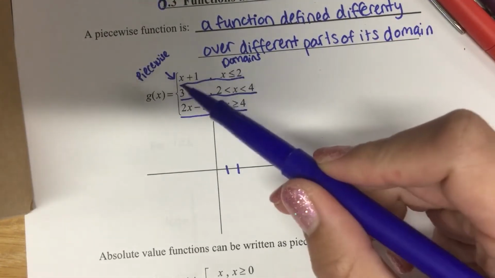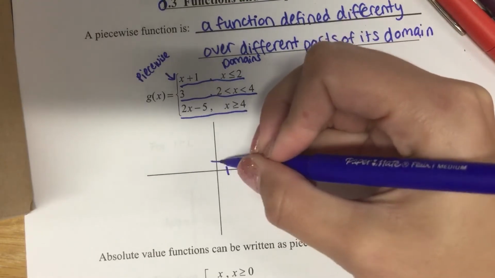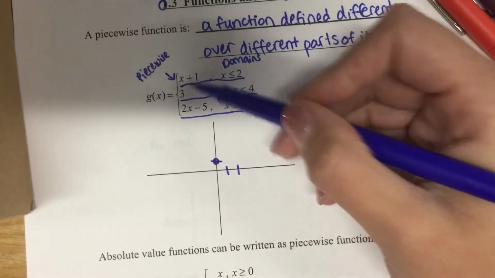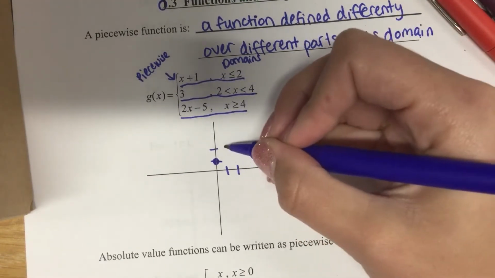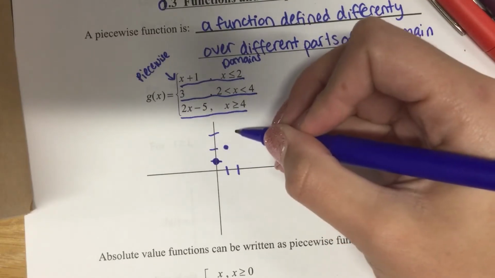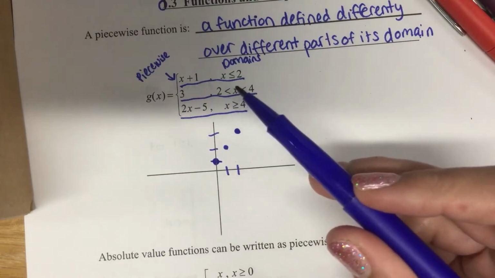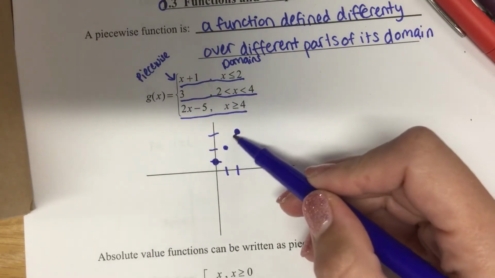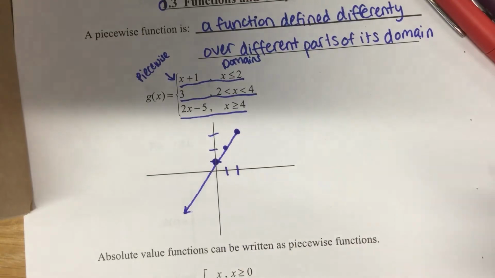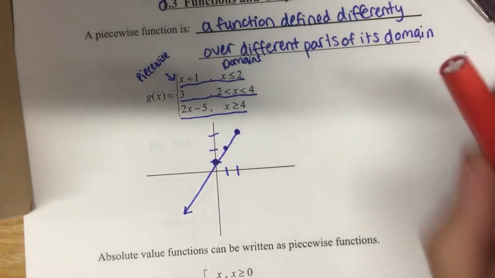For everything less than or equal to 2, we're going to be at the equation x plus 1. So I'm going to start at my y-intercept of 1. My slope is 1, so I go up 1 over 1, up 1 over 1. And it does say or equal to 2, so that means I can fill in that whole circle. Or equal to means it can equal to. This line is just going to continue for that whole domain.